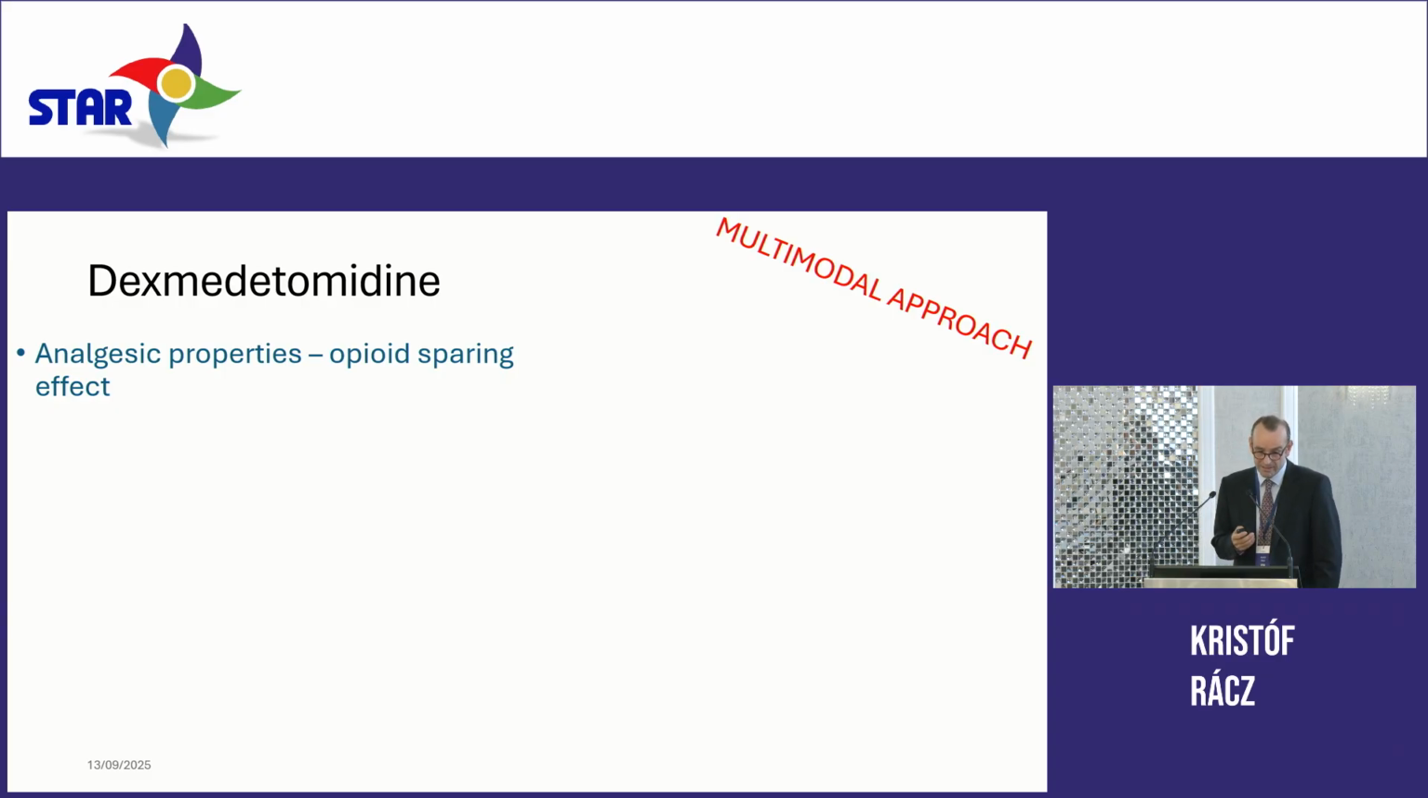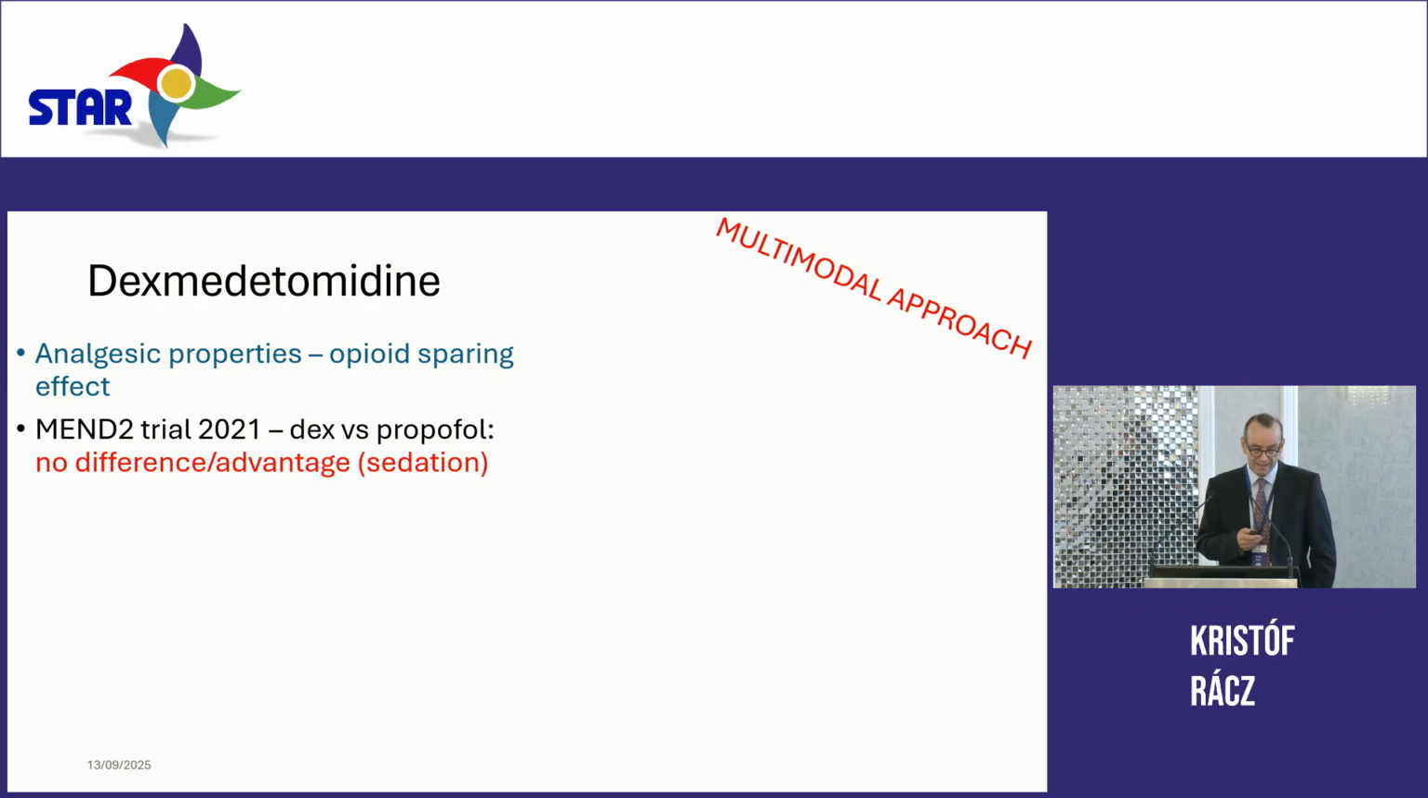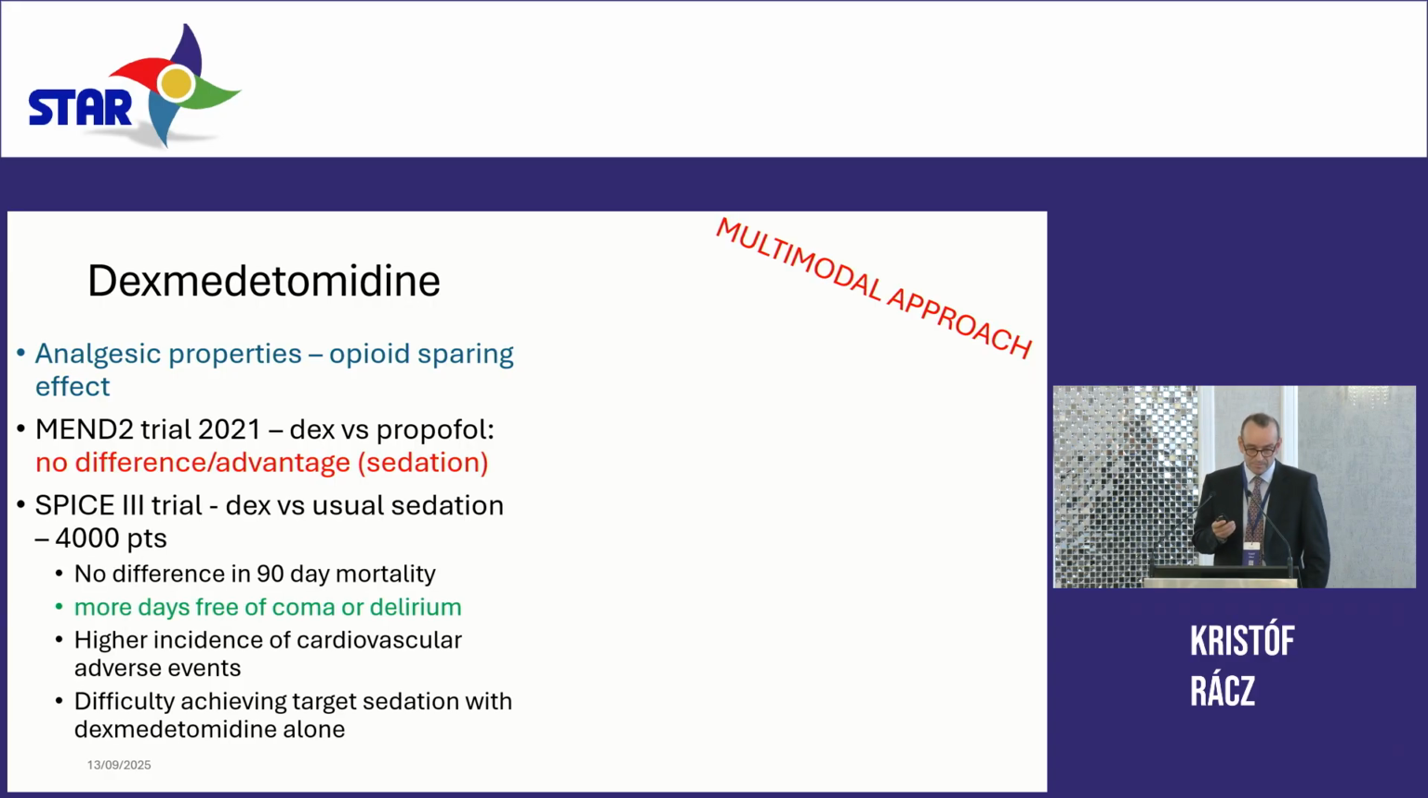It has analgesic properties. We know that it has opioid-sparing effect, but when compared with other sedatives, it didn't really have the advantage or no difference in sedation. In the SPICE-3 trial, they compared it with usual sedation in quite many patients, and there was no difference in the 90-day mortality, but there were advantages in terms of coma and delirium days. Of course, there are cardiovascular adverse events, and it is only good for light sedation. Sometimes we cannot achieve the targets alone with the dexmedetomidine.